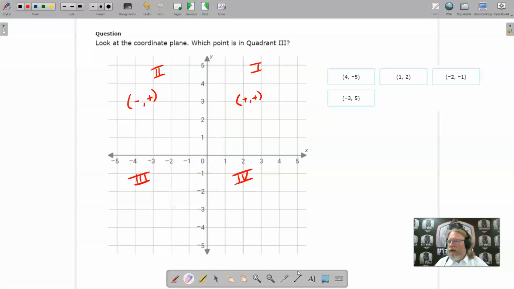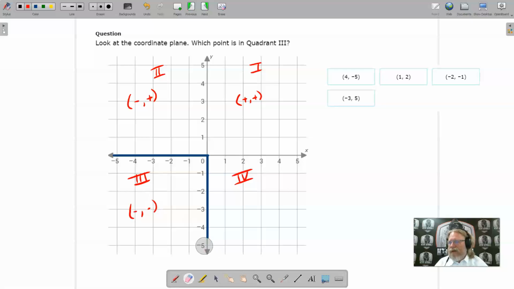Now, looking at Quadrant 3, to get an X value, we go from the origin to the left, so X will be negative. And all the Y values in Quadrant 3 are going to be negative as well, because they are below the X-axis, and all the Y values below the X-axis are negative. Therefore, we would have a negative X value and a negative Y value.